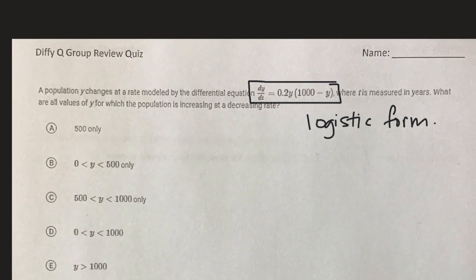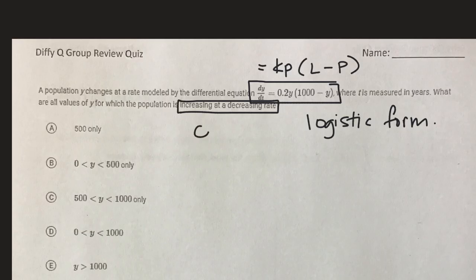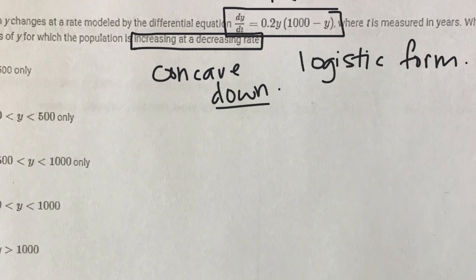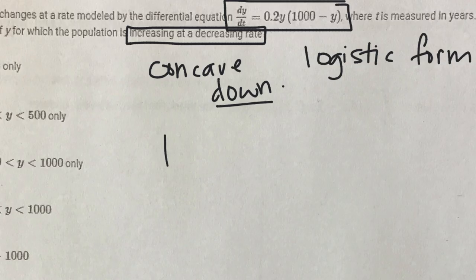Okay, this is in the form of kP times (L minus P). So this is our logistic form. What are the values of the population that is increasing at a decreasing rate? If it's increasing at a decreasing rate, our function is concave down. It's important to be able to understand what those words mean.